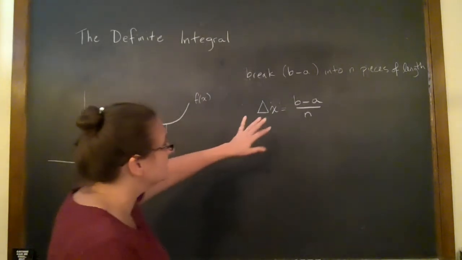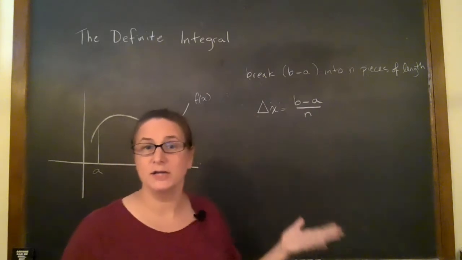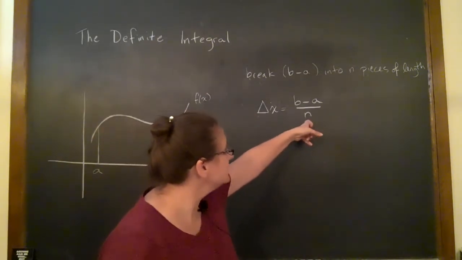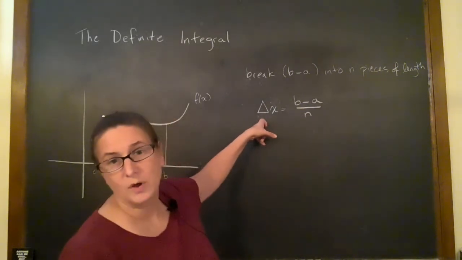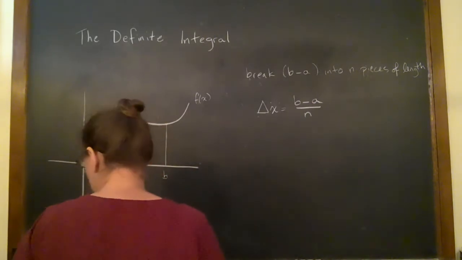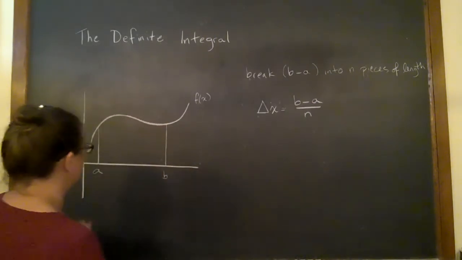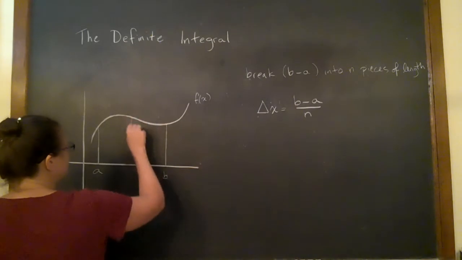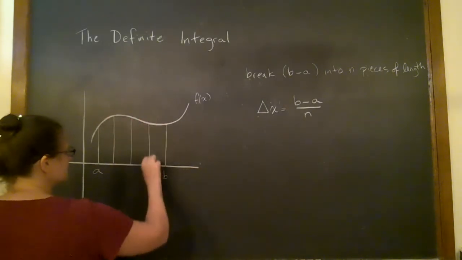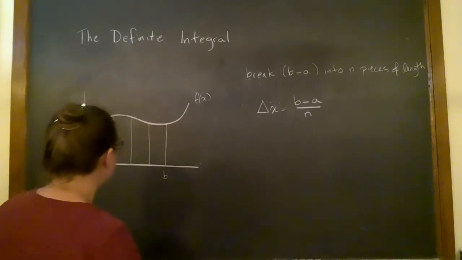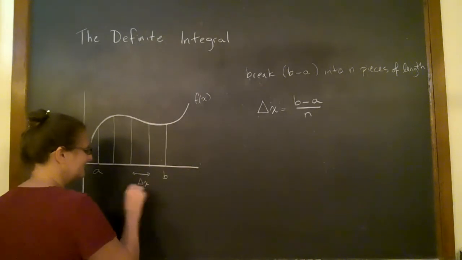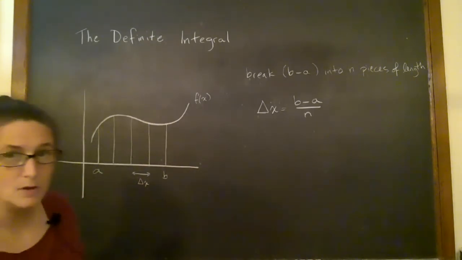So this length is going to be called delta x, the change in x. As we send n to infinity, this is going to go to something very, very close to 0. That's the idea. For the purposes of my picture, I'm just going to break it into 4. 4 is easy, right? So this length, then, is the delta x.